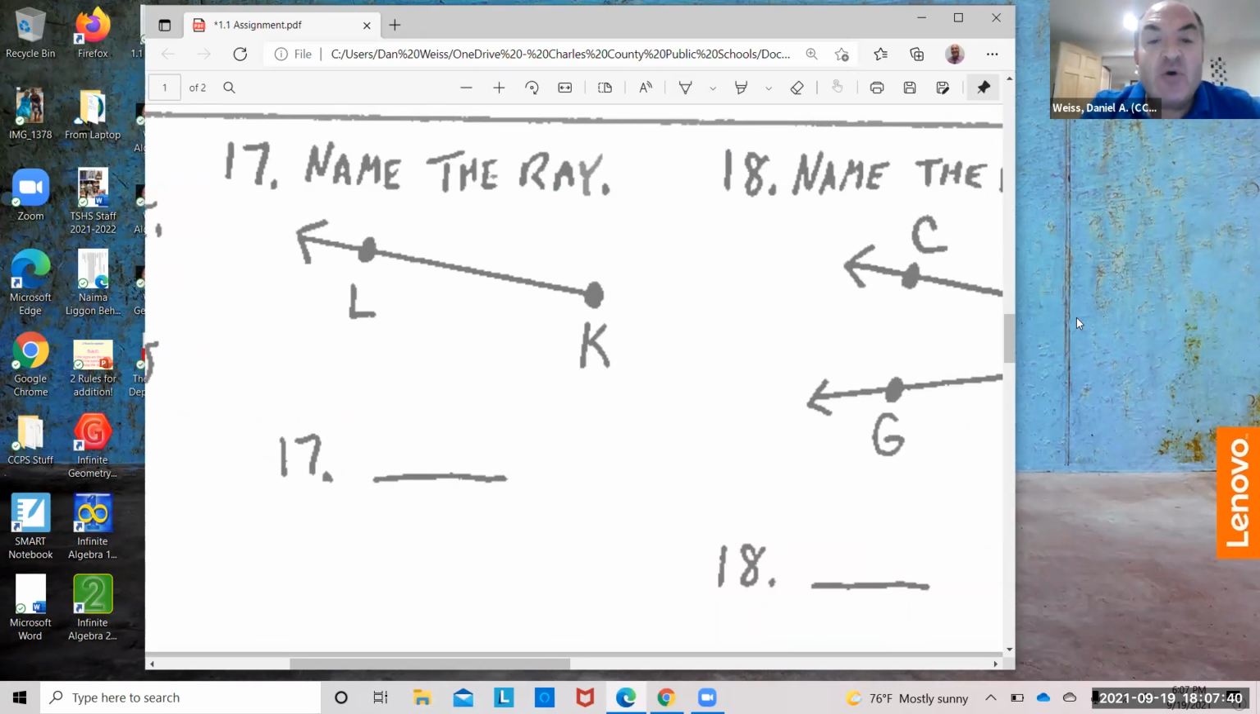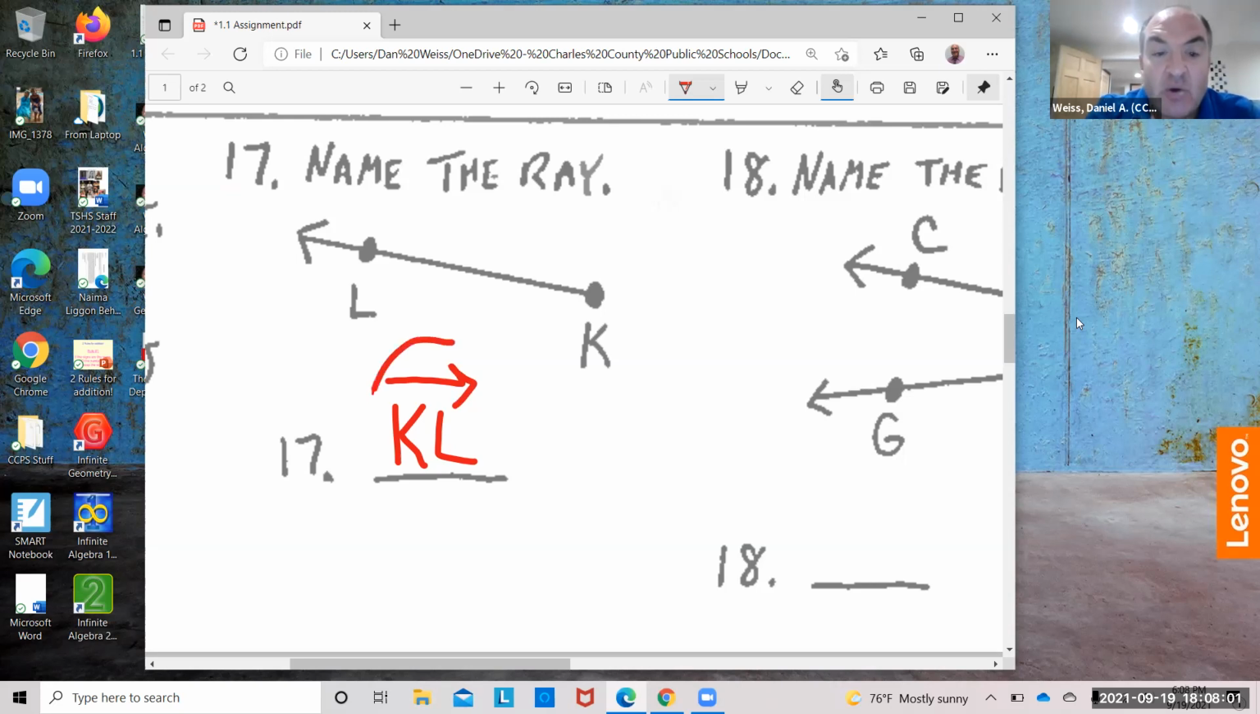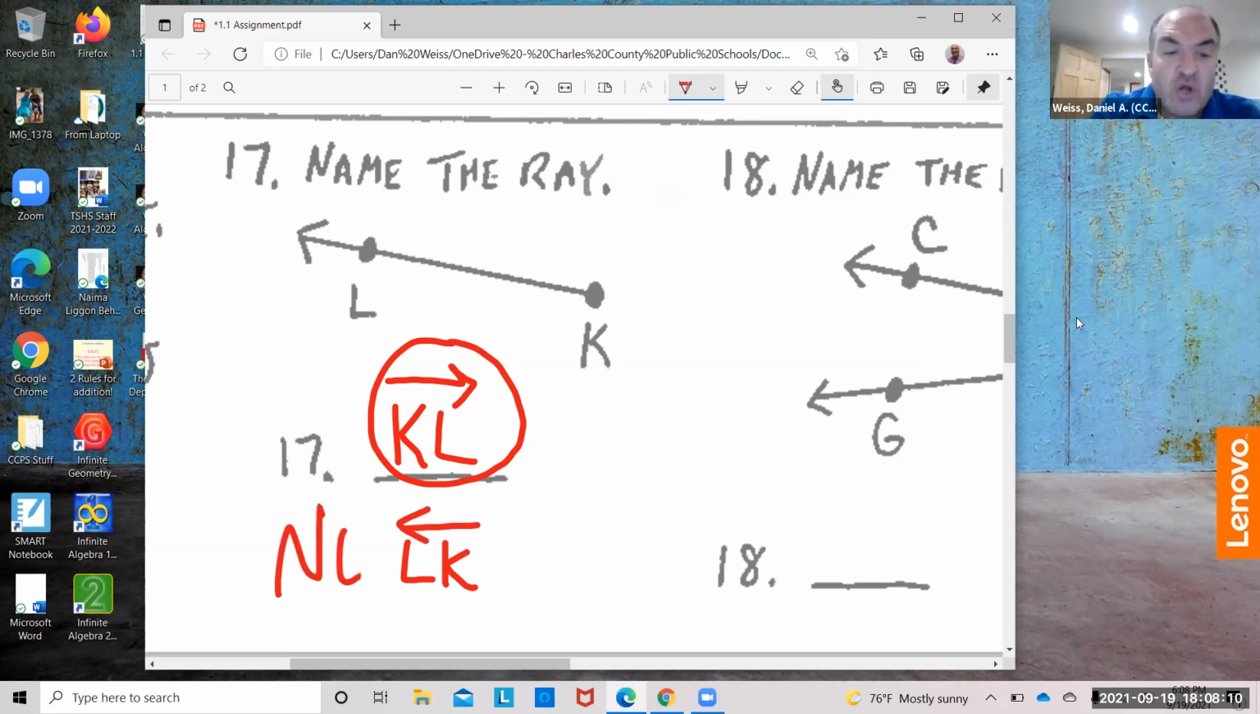Name the ray. Please note that this ray starts at K and goes through L. Because we read from left to right, we must call it KL and a ray above it. Now, even though the ray is not going the same direction as the one in the picture, this is how we draw it. Okay, we do not do this. No, no, no, don't do that. Okay, that's not correct. This is ray KL, that's all it is. Okay.